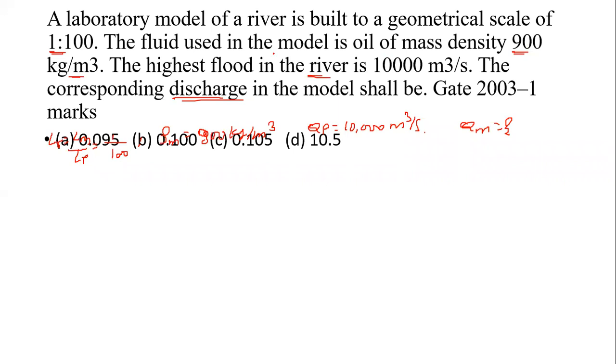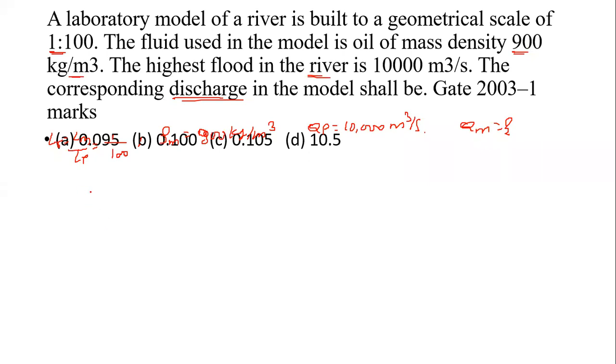0.1, option B someone has written. Again I got 0.1. So now tell me how you got the answer 0.1. There is no relation of density here, density has nothing to do with it. That is the basic fundamental we can say here. So directly you have to go for the relation QR is equal to LR raised to 2.5.